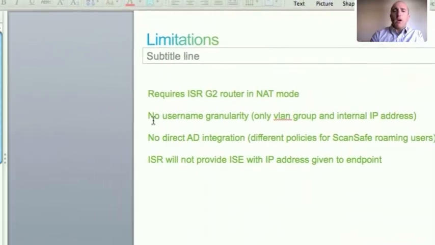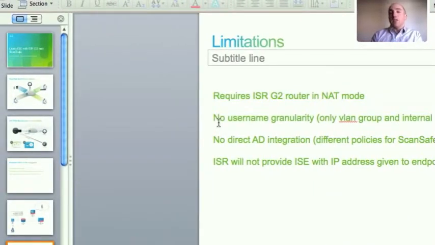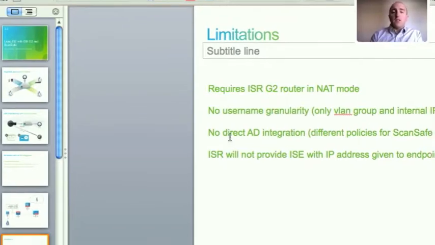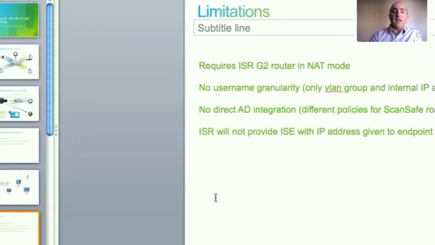So it requires that the ISR G2 router be in NAT mode, and that's a limitation of the ScanSafe ISR integration in general. There's no username granularity that we're seeing here. You do get that internal IP address, but all I'm passing up is a VLAN group. And because of that, there's no direct AD integration. You could match one for one those VLANs to AD groups, but you can't pass more than one group. And interestingly, the ISR will not provide ISE with the IP address given to that endpoint.